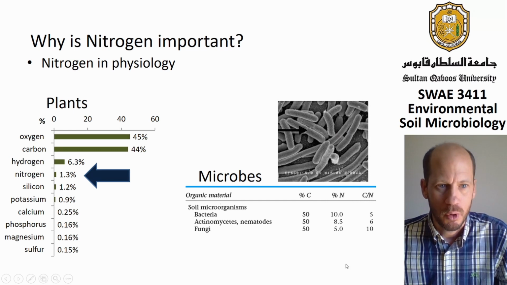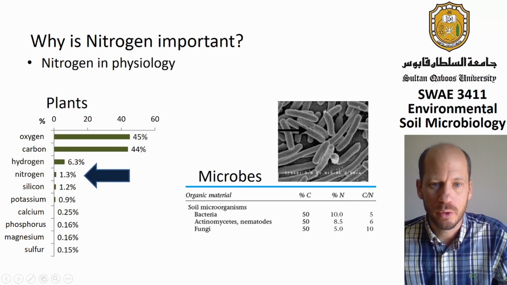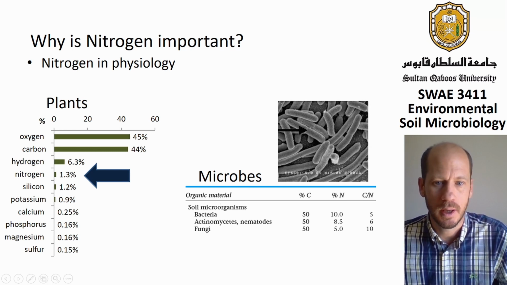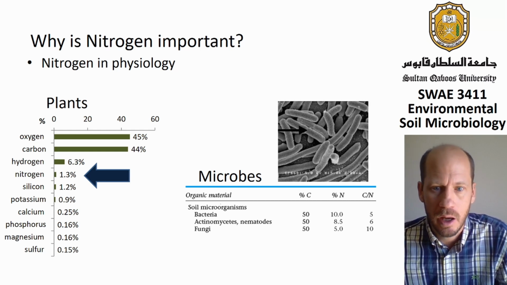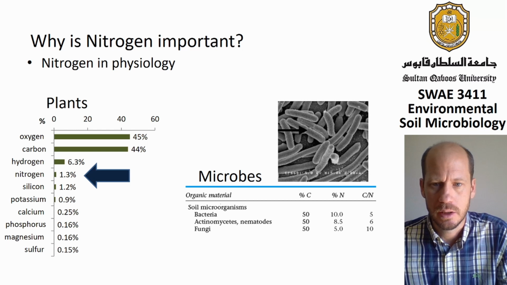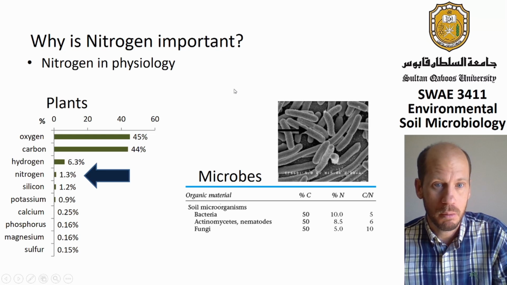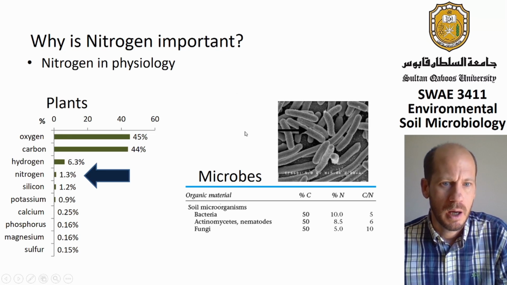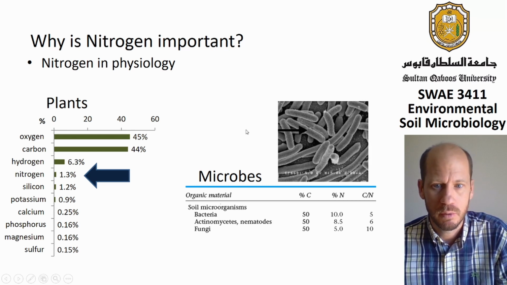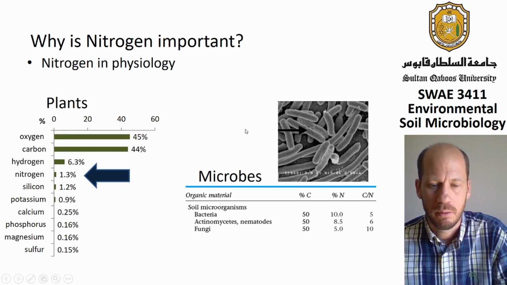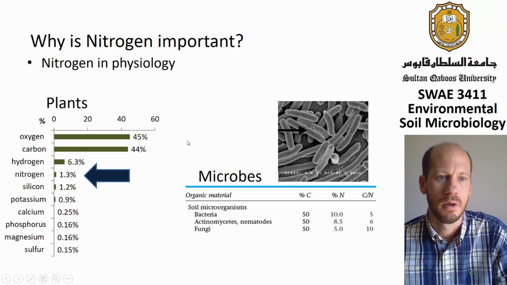Why is nitrogen important? Nitrogen is the macronutrient with the highest concentration in plants, and its concentration in microbial biomass is even higher. We can express this amount of nitrogen in the biomass of plants and microbes not only by percentage but also by carbon to nitrogen ratio. How much carbon and how much nitrogen each organism has.